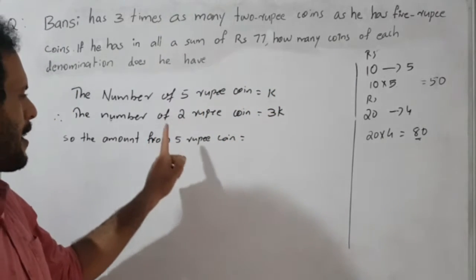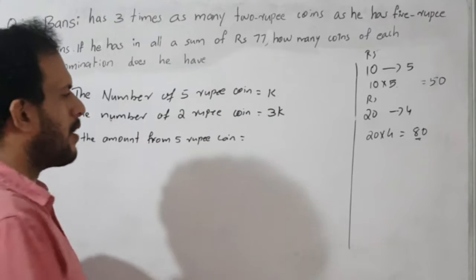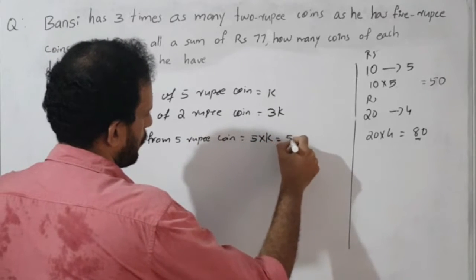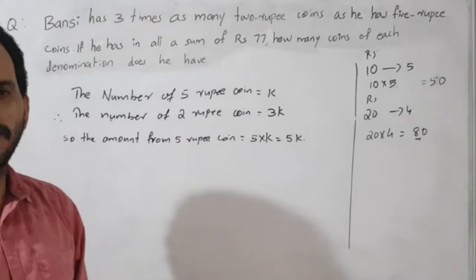We find the amount 5 into number of coin, that is 5 into K. 5 into K means is equal to 5K. Correct? The amount from 5 rupee coin is equal to 5K.